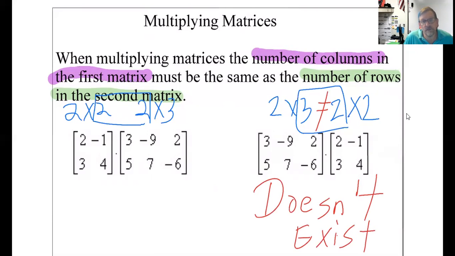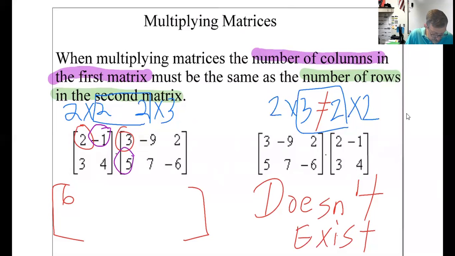I'm going to take my time with this because it's going to take a minute. So when you're multiplying matrices, you multiply this one times that one. 2 times 3 is 6. And then we multiply the second element in the first row by the second element in the first column. We add it together. So negative 1 times 5 is negative 5. And then we keep doing that going across. I'm going to color code. So 2 times negative 9 is negative 18.